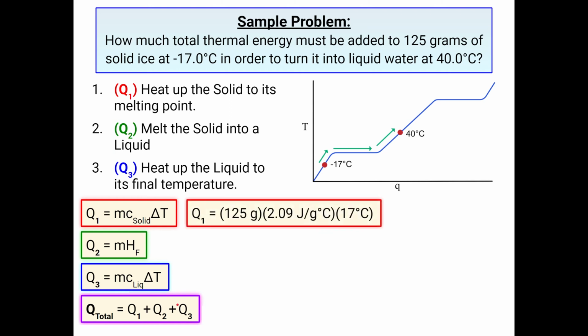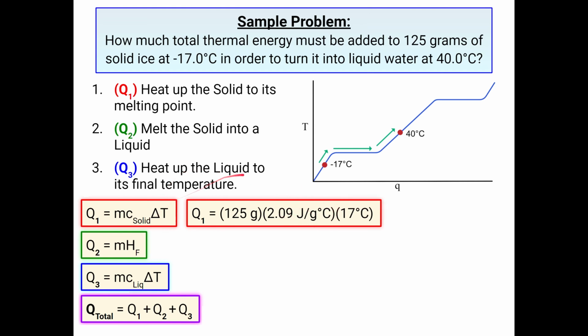All right, here's our math. Q1, the energy required for step 1. That would be the mass of the ice. In the question, they said it was 125 grams. Then we need the specific heat capacity of solid ice. From a data table, you could find out that that's 2.09 joules per gram degree Celsius. It's an awesome unit right there for specific heat capacity.